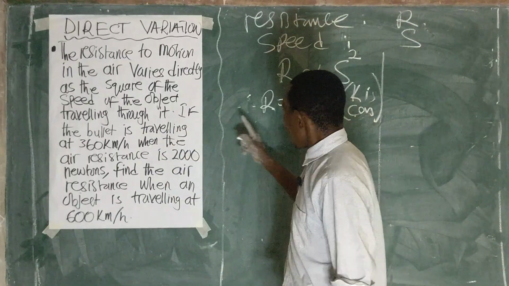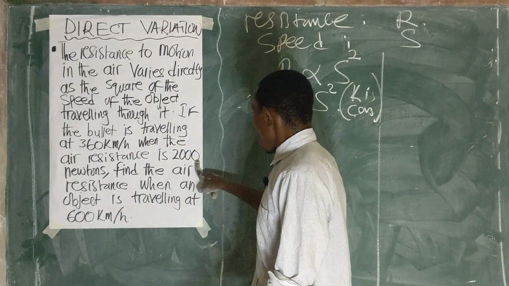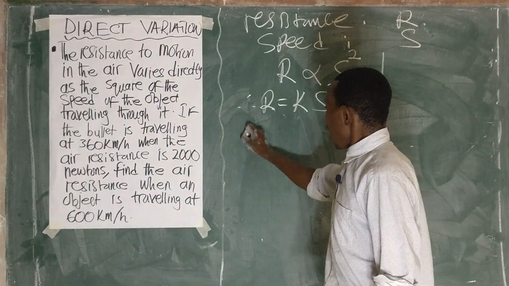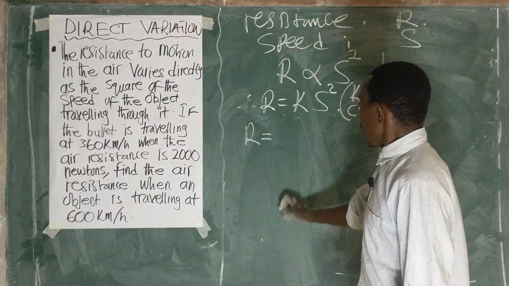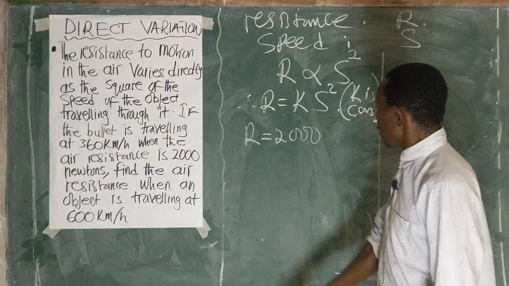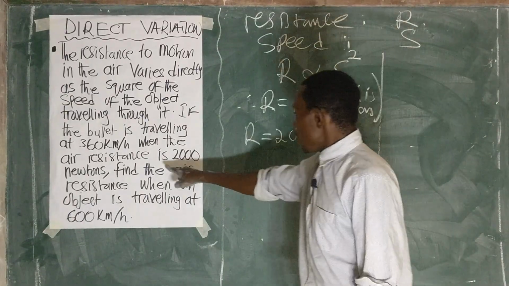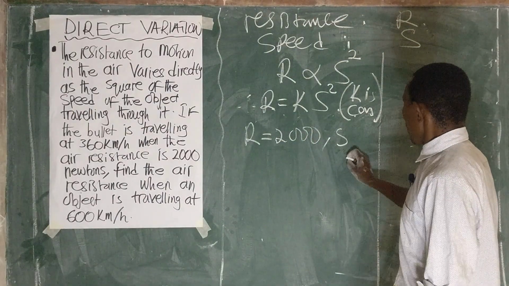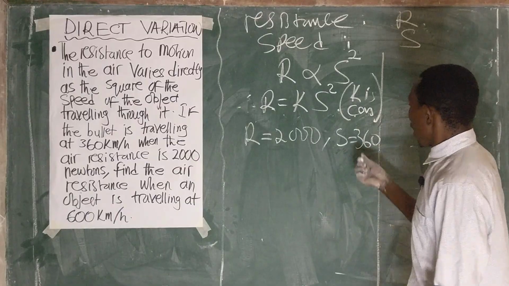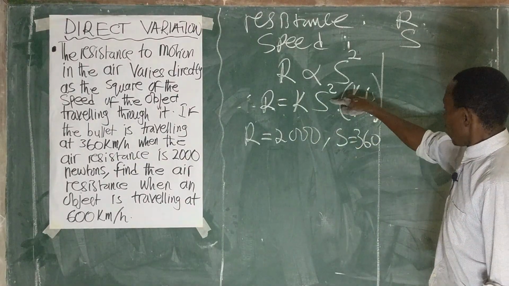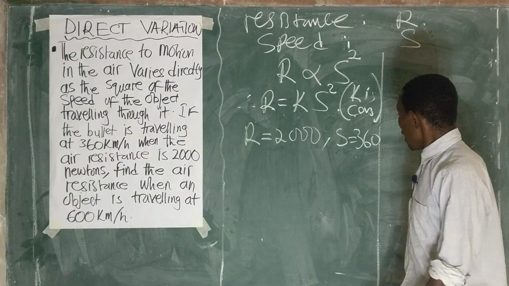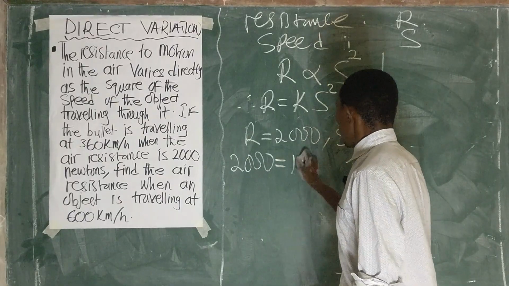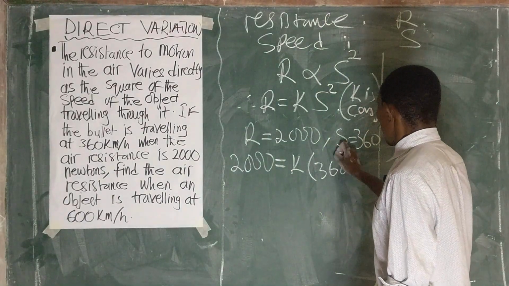Here you are told that R, which is the resistance, is 2000 newtons, and the speed is found to be 360 kilometers per hour. So when R is 2000, S is 360. You substitute wherever there is R, you write 2000. Here it will be K multiplied by 360 squared.